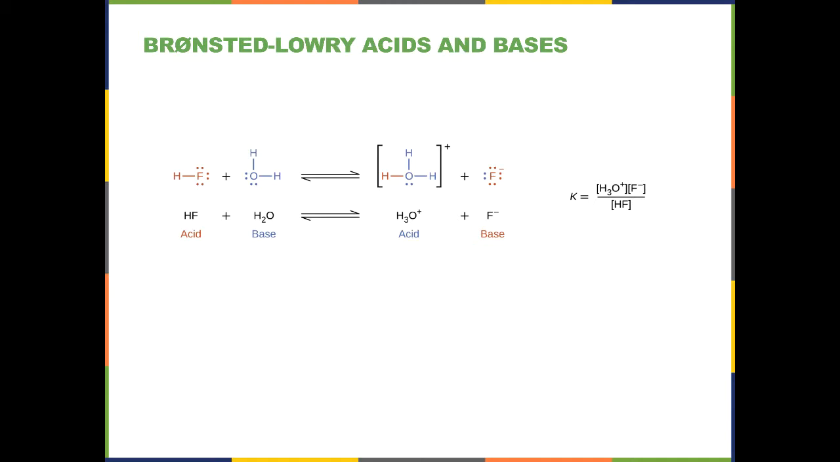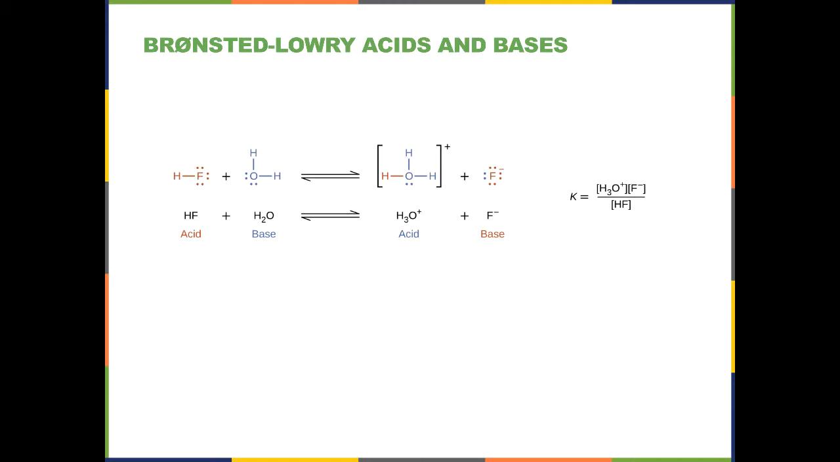So here's another example. You see HF, which is the acid, will donate a proton to water, which is the base, to form what's called the hydronium ion, which is the conjugate acid, and the conjugate base, which is the fluoride ion.